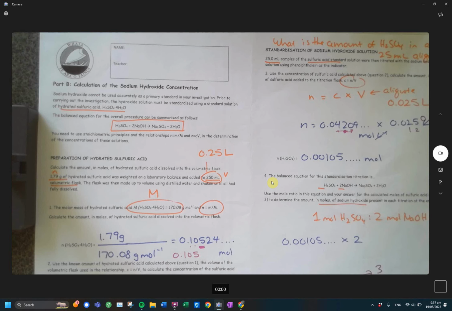So first off, what questions do you guys have from the Part B calculations? Or people can come up to me and I can answer them, whichever.